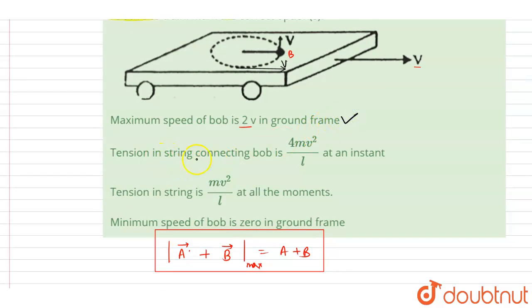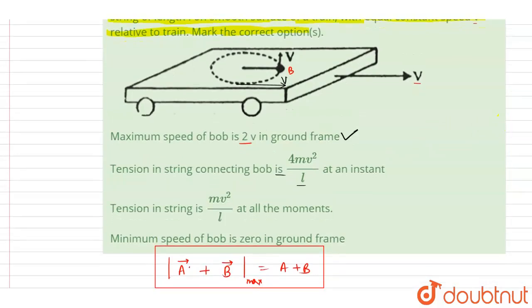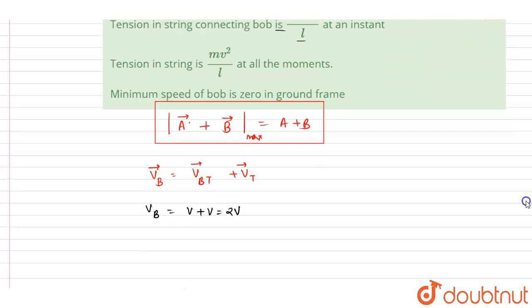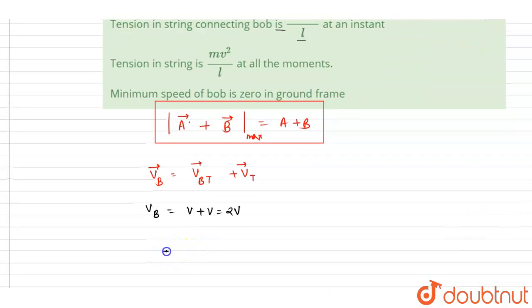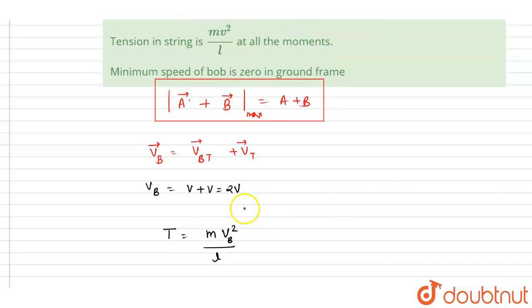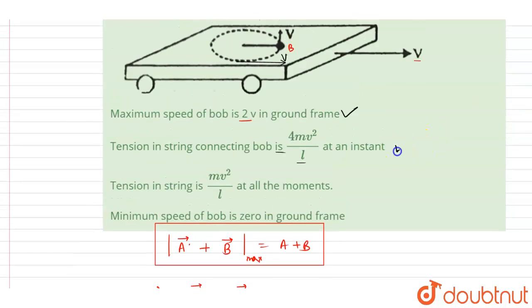Next option: tension in the string connecting the bob is this at this instant. The tension at any instant is simply calculated, since it is a horizontal plane, by the velocity of the bob with respect to the ground at that instant times this, right? At this instant the velocity we already calculated is 2v. So just put the 2v here and we got this, which is correct.